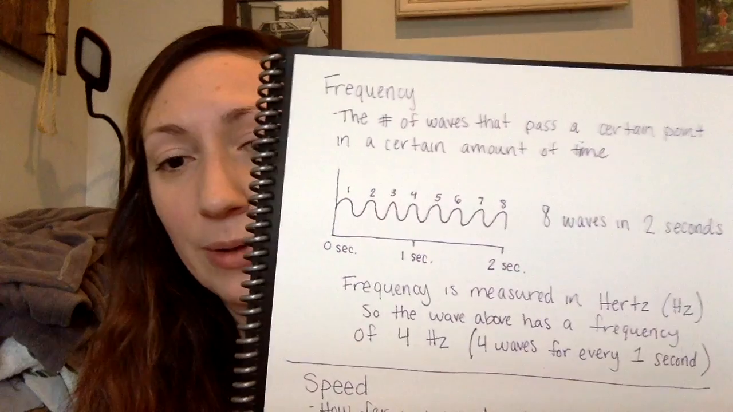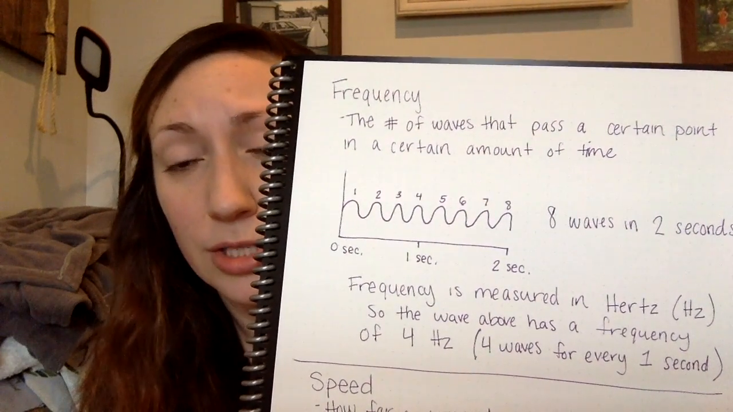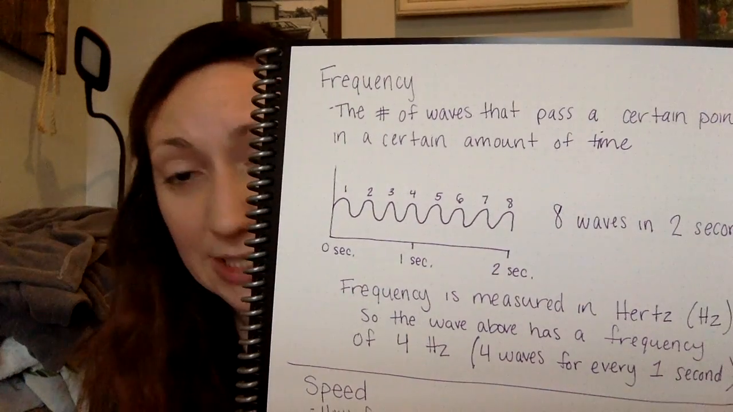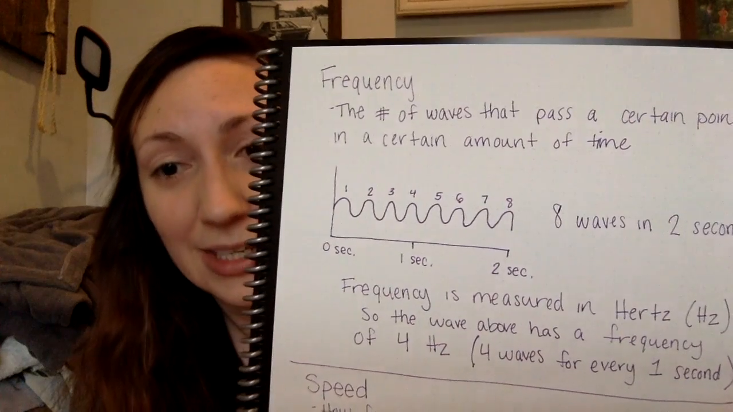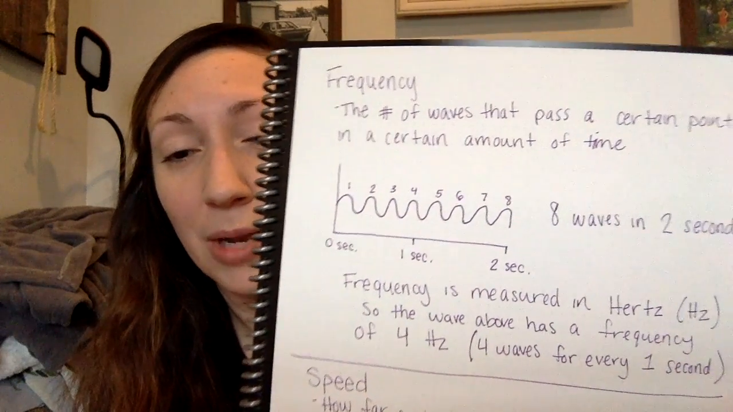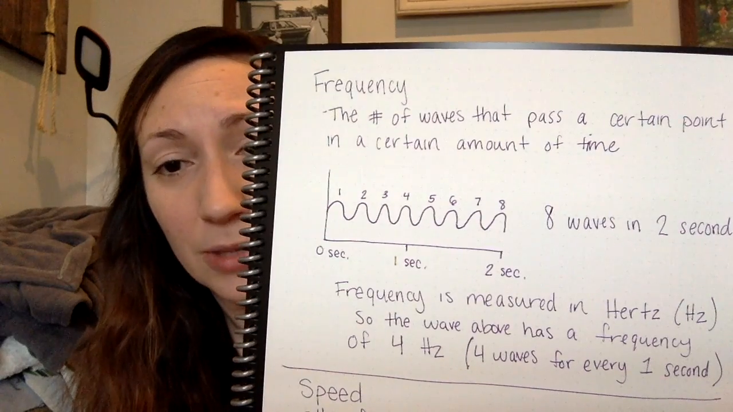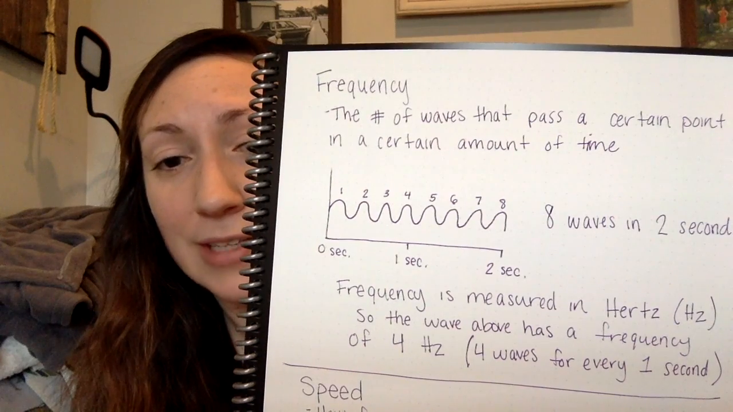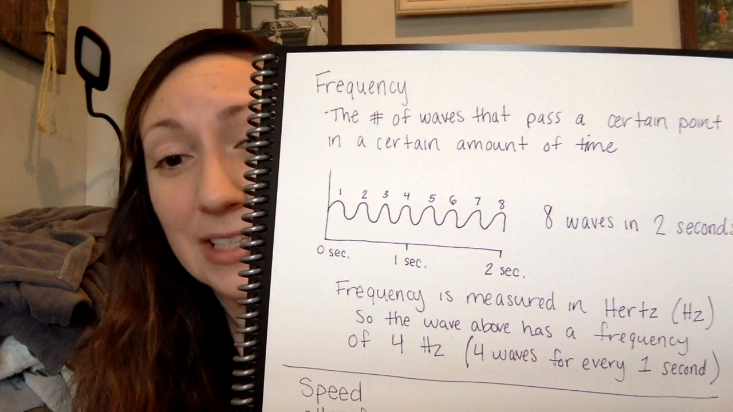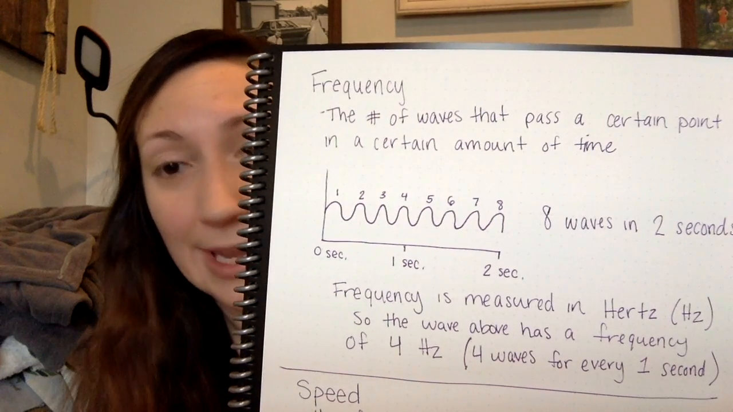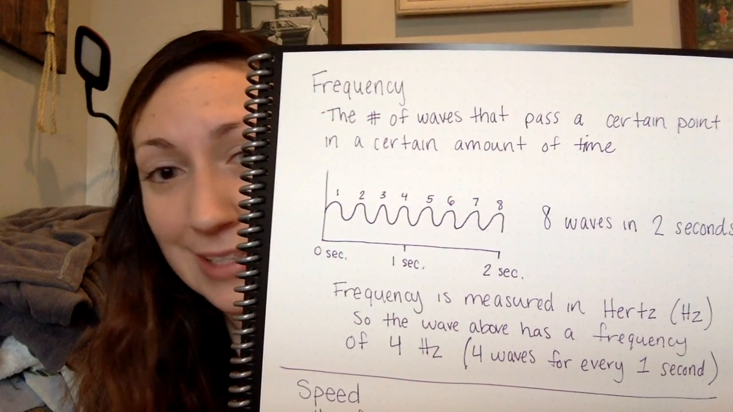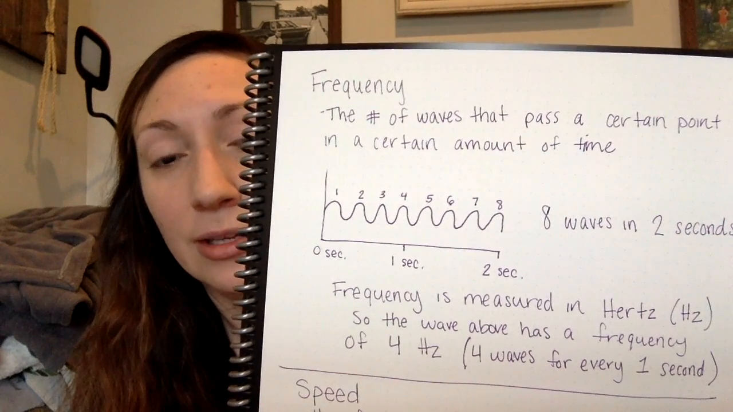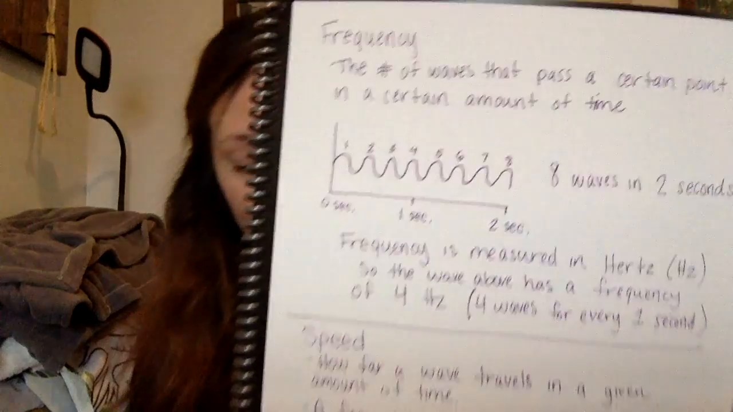Frequency is measured in something called hertz. I think it was named after a guy. Yes, German scientist Heinrich Hertz. We can abbreviate it with a capital H and a lowercase z, and this says that the above wave has a frequency of 4 hertz because it's 4 waves for every 1 second. It's not 8 hertz because that's not counting in 1 second. We want to know in 1 second how many waves are happening. So that's how you can figure that out.